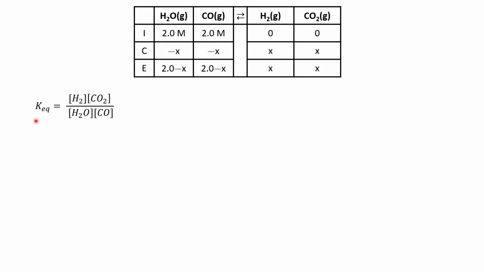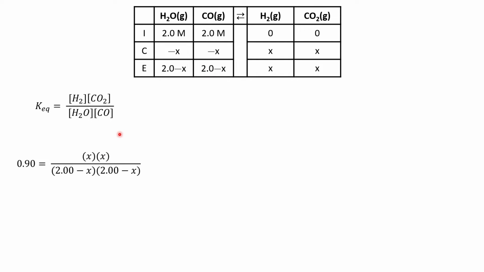I also know the value of my KEQ. The problem gave it to me, so I'm going to put that number in as well. Okay, so this is what our expression now looks like. We have 0.9 substituted in for our KEQ. Our equilibrium concentrations of hydrogen and carbon dioxide are each X. And of course, our equilibrium concentrations of water and carbon monoxide are 2 minus X. This is purely just a simple substitution.